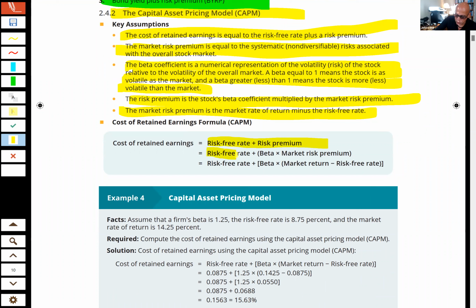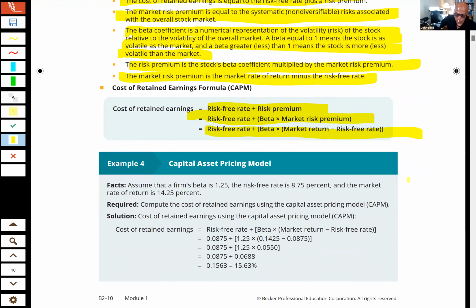Then to figure out our cost of retained earnings, we take the risk-free rate, and to calculate the premium, it's the beta times the market risk premium. So we take the risk-free rate plus the beta times the market rate of return minus the risk-free rate, and that allows us to figure out what the cost of retained earnings is. And I don't think I said that exactly the way I wanted to, but flashcard that.